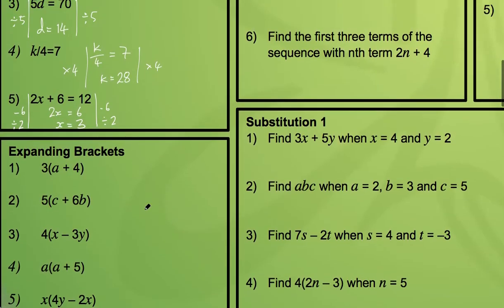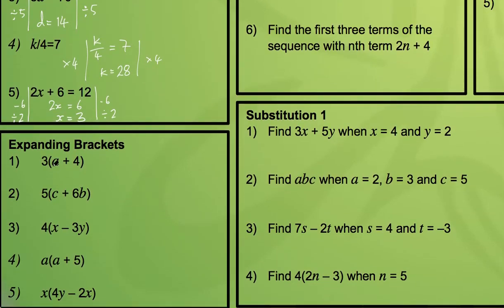Expanding brackets. Just need to remember to multiply that number in front by both terms in the bracket, or however many terms there are. 3 times a is 3a, 3 times 4 is 12, with a plus sign in between. 5 times c is 5c, 5 times 6b is 5 times 6 is 30b, and it's positive. 4 times x is 4x, 4 times 3y is 12y, and it's negative.